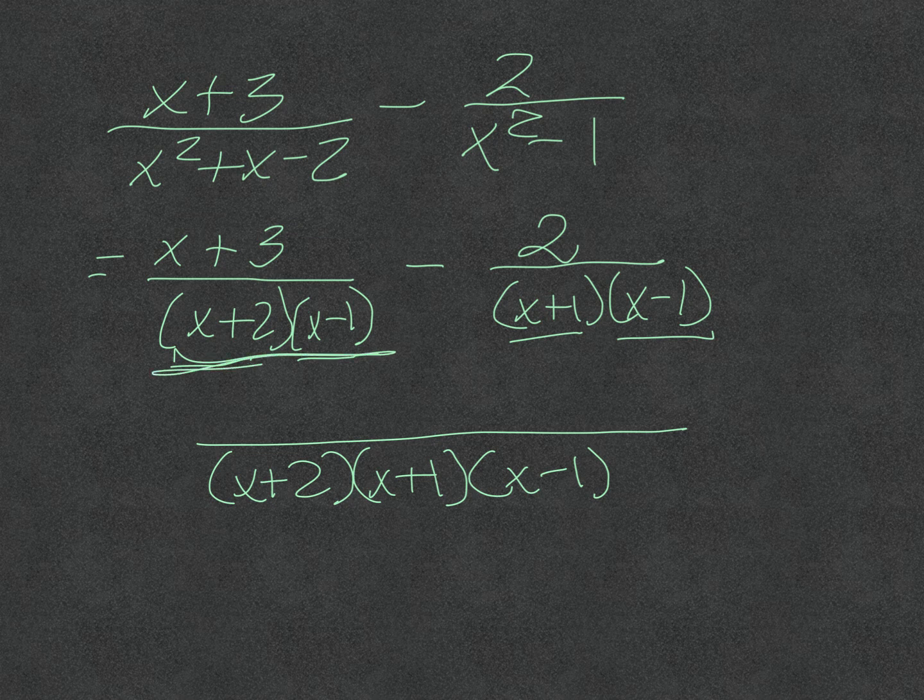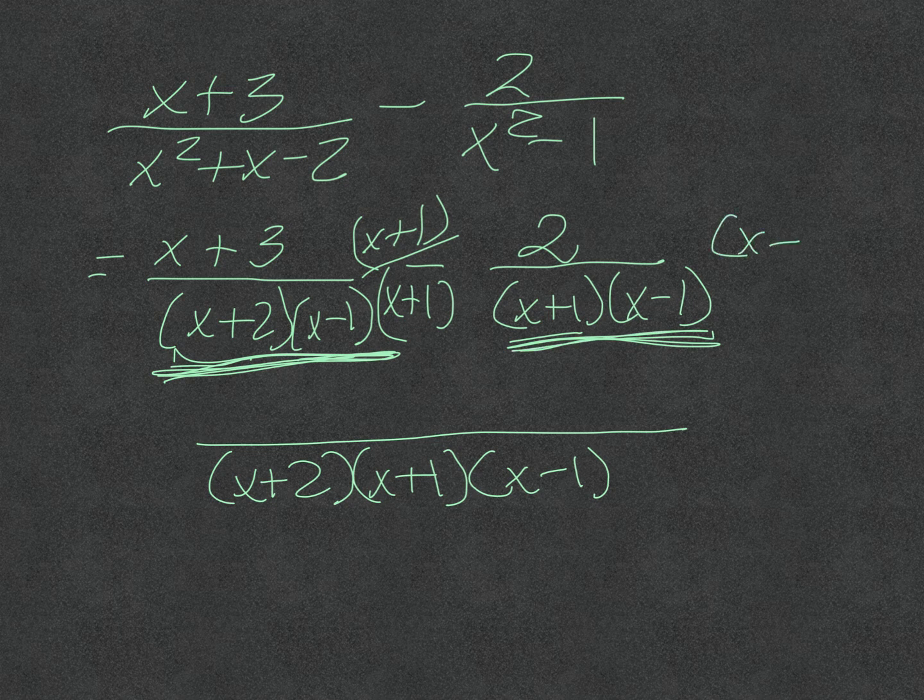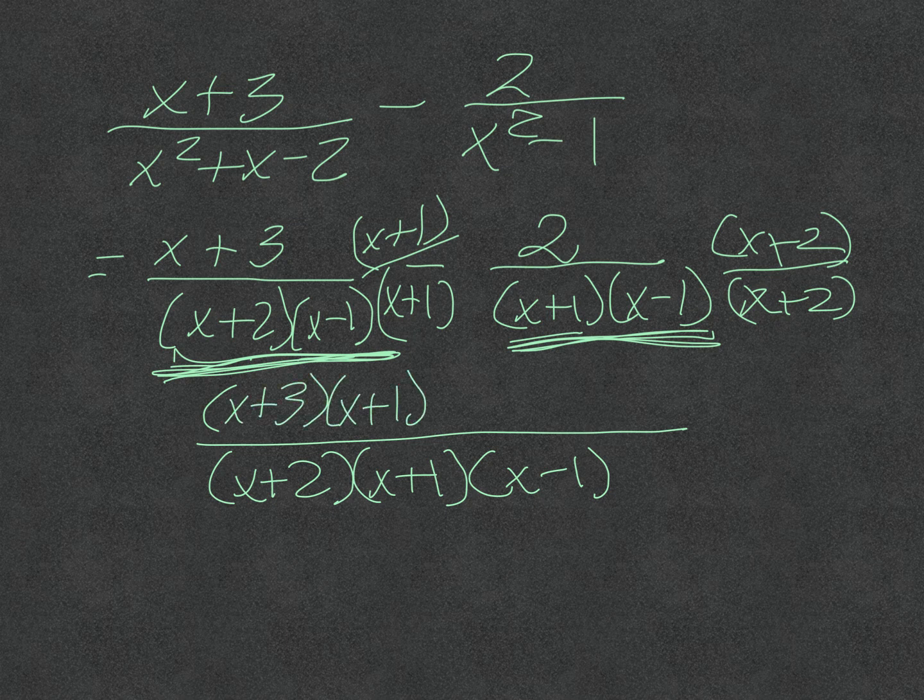So what's missing on this side right here? An x plus 1. So we multiply by x plus 1 over x plus 1. And what's missing here? An x plus 2. So we multiply by x plus 2 over x plus 2. And that will give us our common denominator in each case. So the numerator here is x plus 3 times x plus 1 minus 2 times x plus 2.